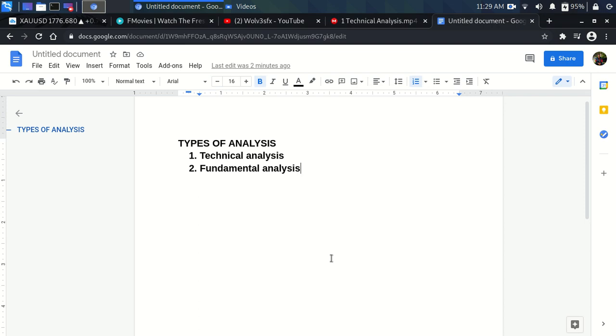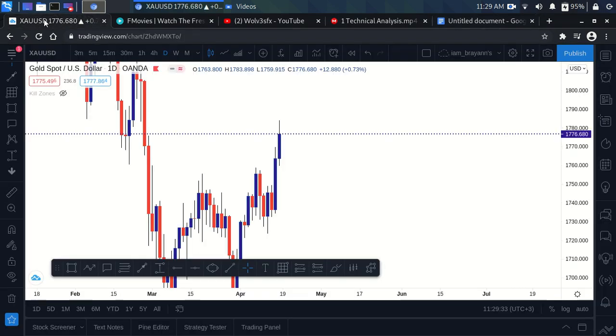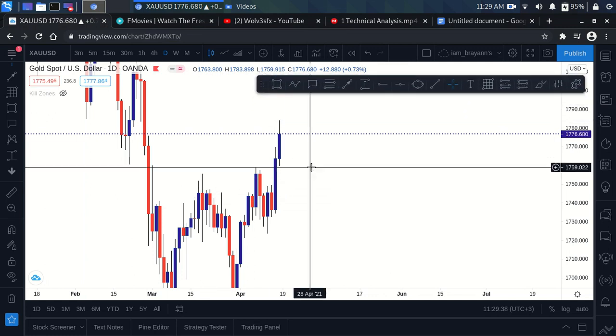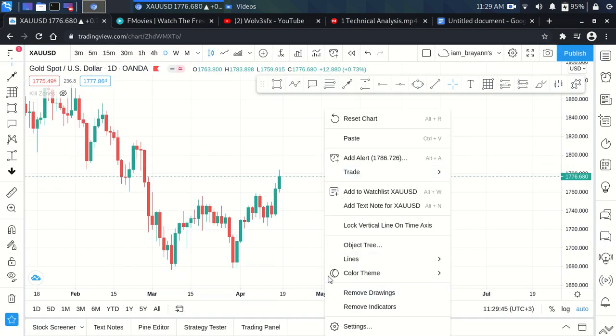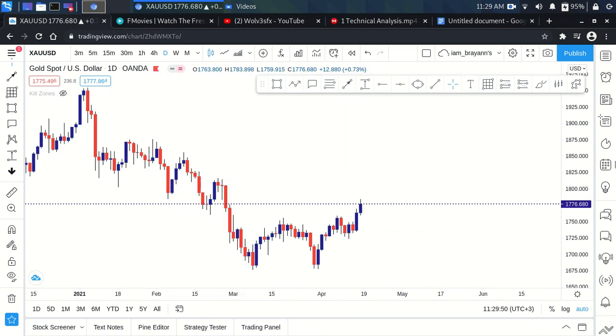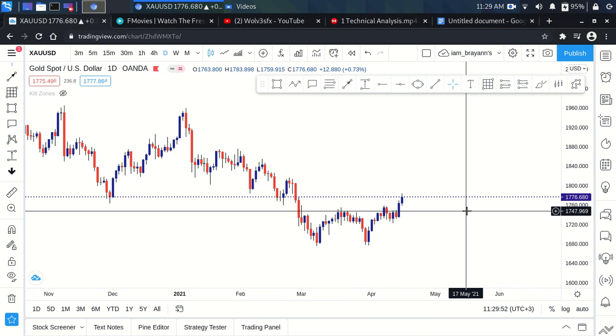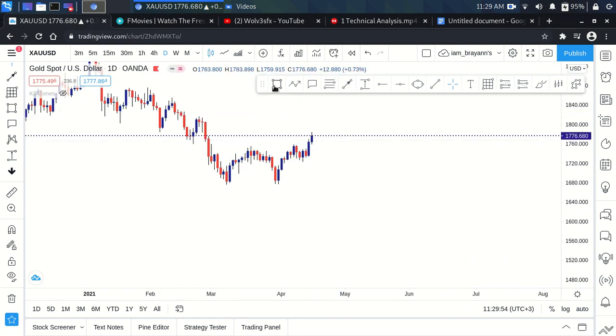Okay, so moving forward, there are two types of analysis, where one is technical analysis and the next one is fundamental analysis. So in this section I'll show you how I do my technical analysis, and before all that, let me make my chart clearer, or the way I use it. Yeah, perfect. So let's do some technical analysis on gold.